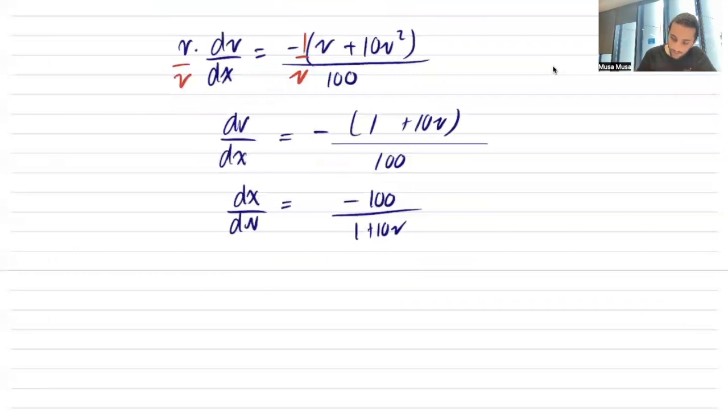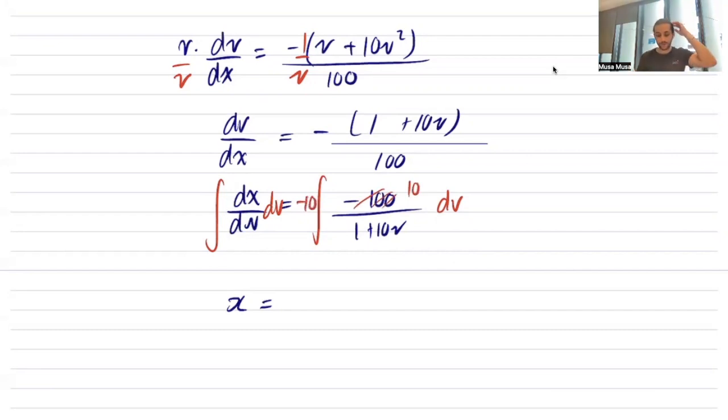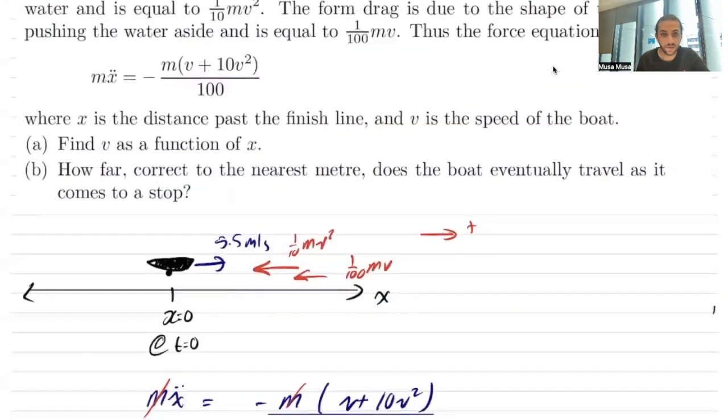Now I can integrate both sides with respect to v. On my left-hand side, these cancel, and you get the integral of dx, which is just x. And on this side, if I pretend I put a 10 there, then I put a negative 10 there. Obviously, that's the same thing. But now I have derivative over original, which means I now have minus 10 ln of the absolute of 1 plus 10v plus c. And it's saying find v as a function of x.